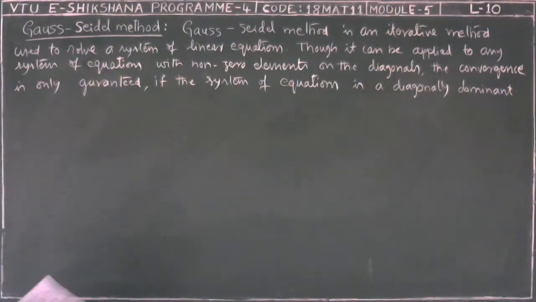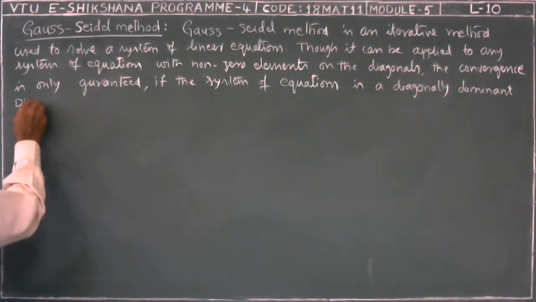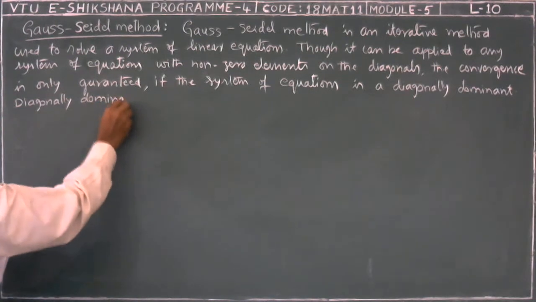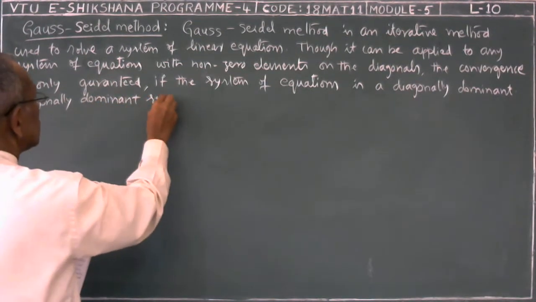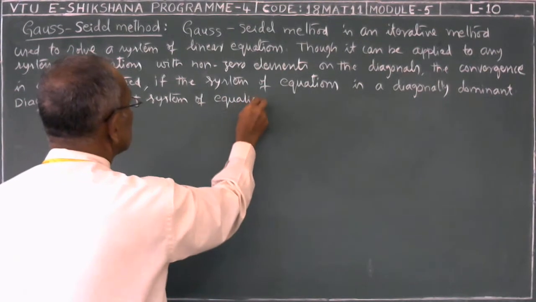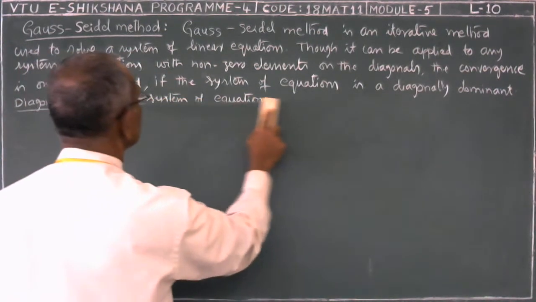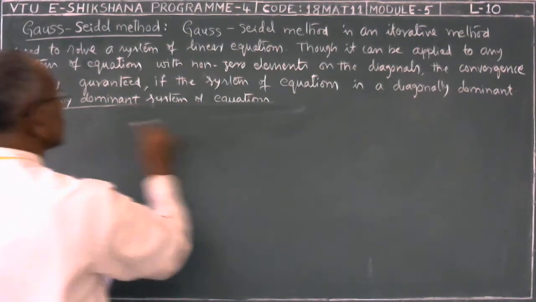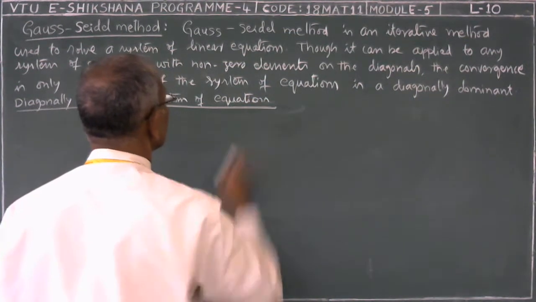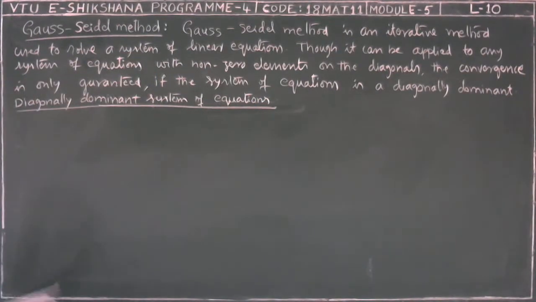Now first let us understand what is a diagonally dominant system of equations.